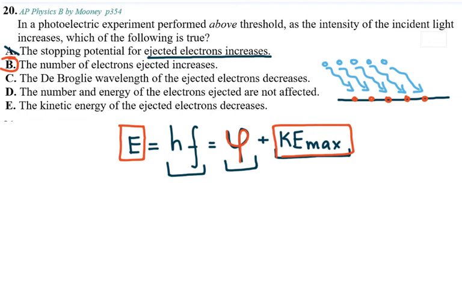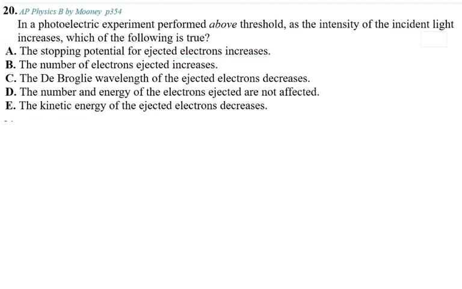Then the wavelength is not longer or shorter. And then the number and energy of the electrons ejected are not affected. The number is affected because there are more photons coming, so more electrons will be bombarded out. And the kinetic energy of the ejected electron decreases. That is not true. It stays the same because the energy of the photons stays the same. So the intensity increases, that means more photons. More photons means more electrons will be pulled out of the surface. The answer for this question would be B.